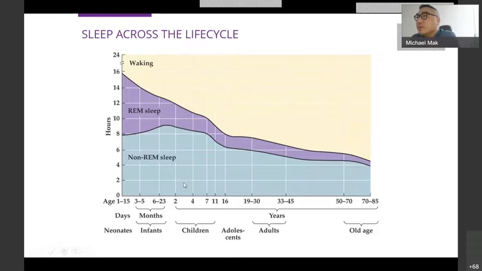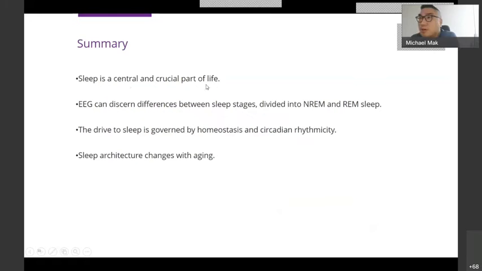So in summary, sleep is a central and crucial part of life. If we read the brain waves of a person that's asleep, we can discern the differences between sleep stages, and we divide up sleep into non-REM sleep and dream sleep. The drive to sleep is governed by homeostasis, how long we've been up for, and also our circadian rhythm. And with aging, our sleep architecture and patterns of sleep do change. So that's a nice overview of normal sleep, and now you know just about as much as I do on that subject.